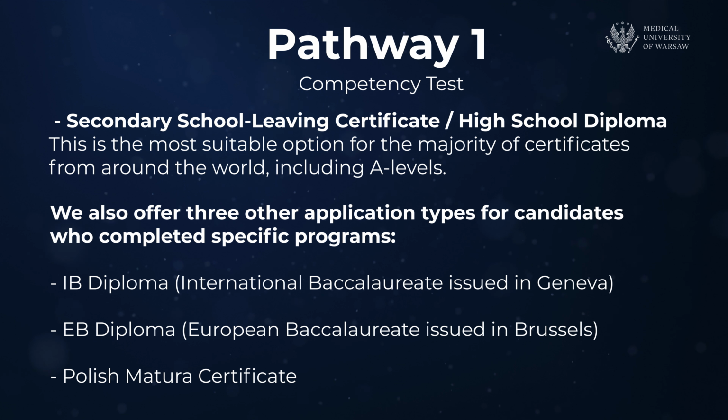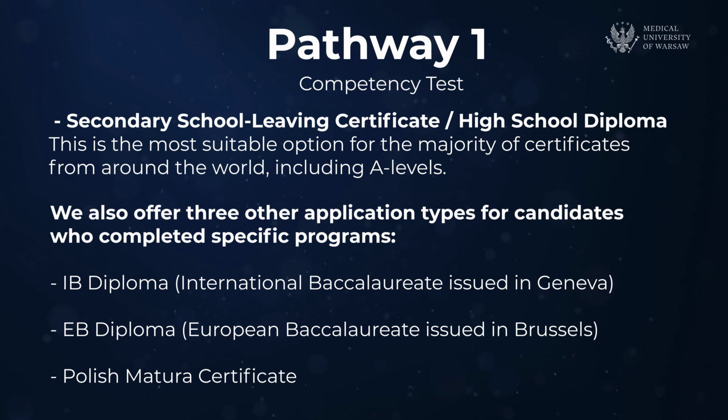You're probably wondering which application type you should choose. If you are applying through the competency test pathway, your choice depends on the education system in which you completed high school. In the ORS system, you need to select one of the following application types: secondary school leaving certificate, high school diploma. This is the most suitable option for the majority of certificates from around the world, including A-levels.